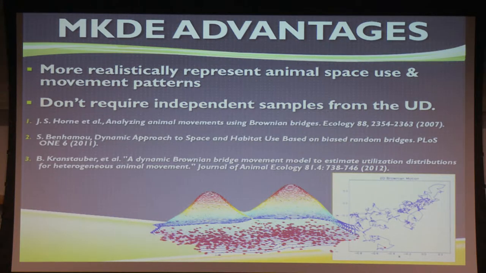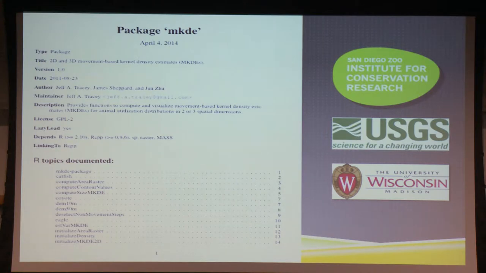And guys like John Horne and Simon Benhamou, and also Bart, is Bart here, are really leading the charge in these sort of movement-based kernel density estimators, if you want more info on that. However, they're still two-dimensional. So to address this challenge, I teamed up with Jeff Tracey from USGS and Jun Zhu from the University of Wisconsin, and we created a package for R called MKDE, which should be loaded up to CRAN hopefully this week. We're just doing some final extra functionality on it.